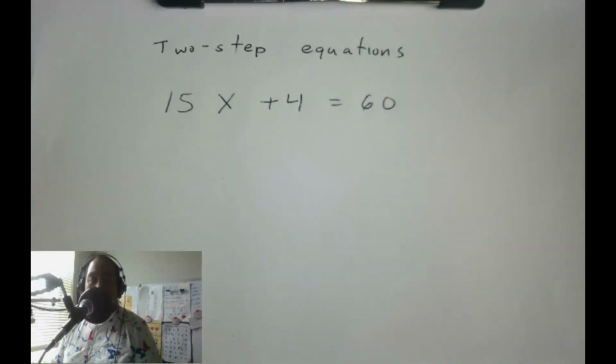So before we start solving two-step equations, the first thing I want to know is all the different parts of an equation. So here I have an equation written down, 15x plus 4 equals 60. I want to go ahead and remember, what are all the different parts of an equation?